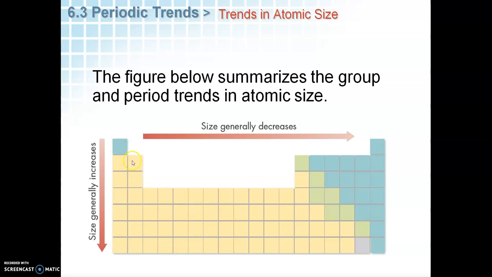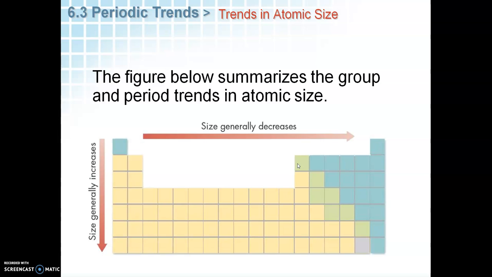So, as you go across a row, you're going in the same level, so it's not going to get bigger. So then you're going to say, well, it'll stay the same size then, right? Well, in reality, it actually shrinks a little. And here's the reason why. Yeah, you're in level 2, but lithium here has 3 protons in the nucleus pulling on level 2. Beryllium has 4 protons pulling on level 2, so it pulls it in tighter. Boron has 5 protons in the nucleus pulling on level 2, so it pulls it in even tighter yet.